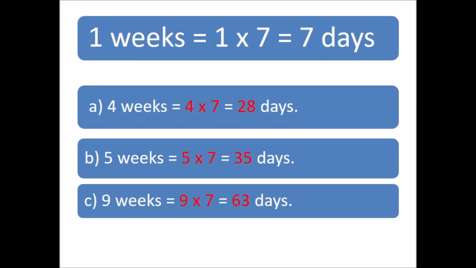Now, after we know that 1 year equals 12 months, let's move to another thing, which is 1 week equals 7 days. 1 times 7 equals 7 days. If I give you 4 weeks, how many days do they contain? I will multiply 4 by 7, which gives me 28. Another exercise: if I give you 5 weeks, how many days? I will take 5 multiplied by 7, which equals 35 days.